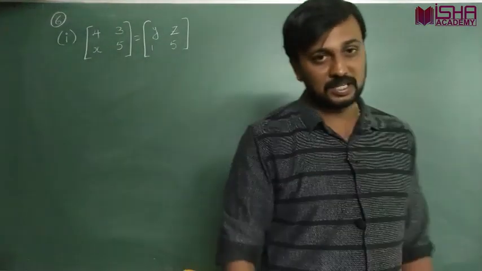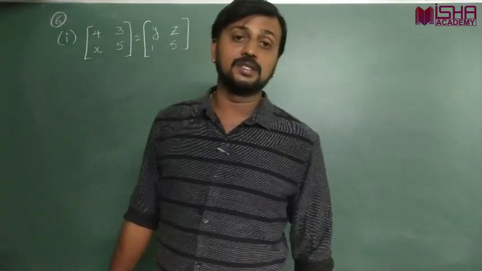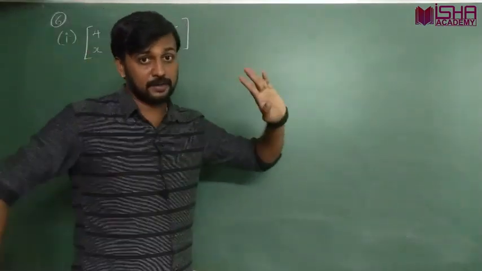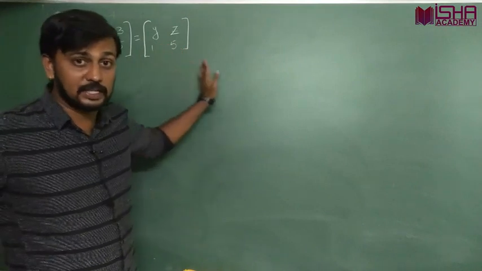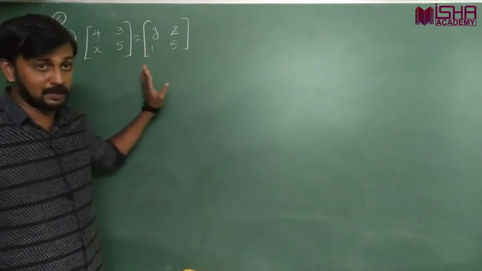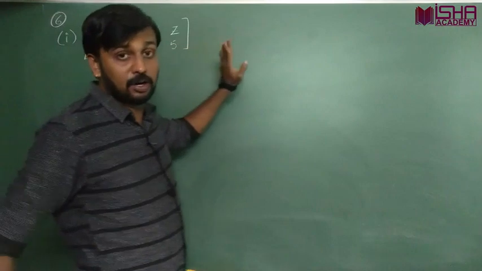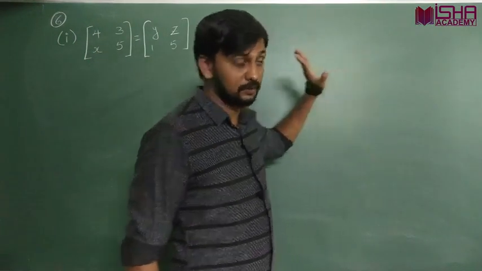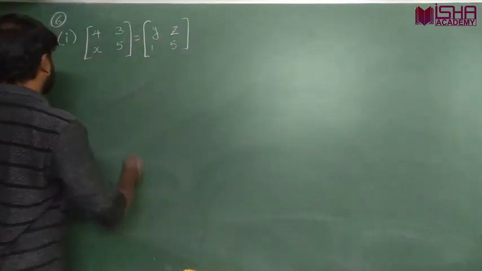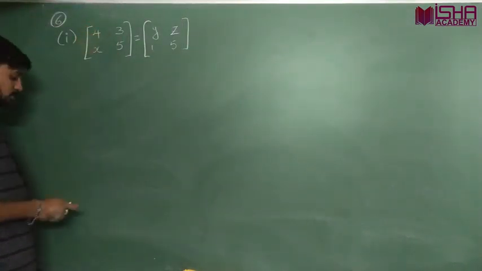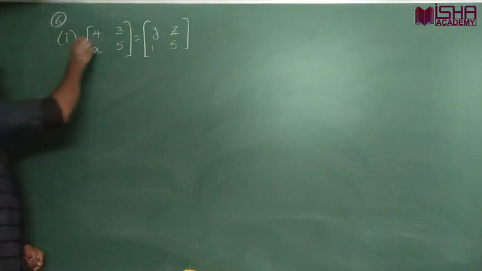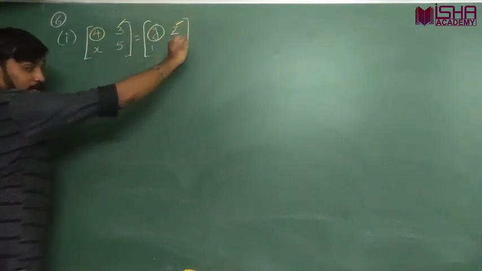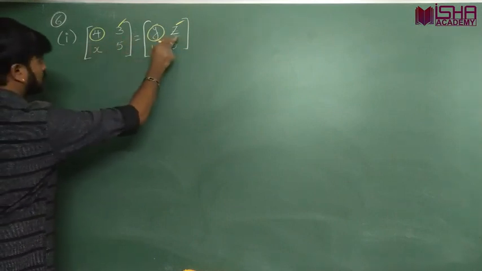We did this yesterday in the last class, the equality of matrices. What did we say? Two matrices of the same order are said to be equal if their corresponding elements are equal. You remember, right? Now look, what should the corresponding elements be? So 4 equals y, 3 equals z, corresponding elements. You have to equate the corresponding elements.